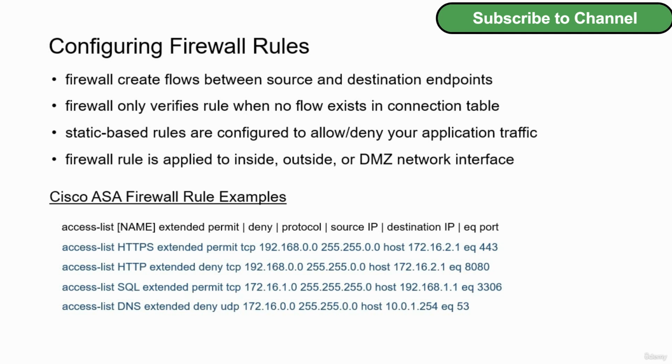And I've got some other examples. 8080, that would be maybe for a DMZ. 3306 would be for SQL, and 53 for DNS. I used to use conduits, and then they just went to these access control lists that are very similar to what's used on routers.